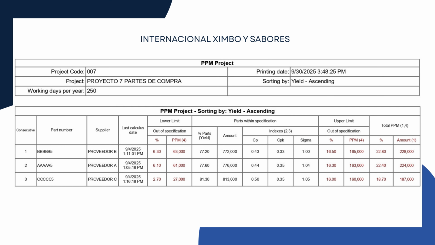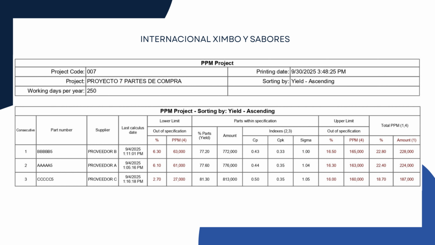For this analysis, Project 7 purchased parts was created, which includes 3 parts: A5 from supplier A, B5 from supplier B, C5 from supplier C. On this page of the report, we can compare the detailed results of each part. Here we observe that part C5 from supplier C shows the best quality performance, with 18.7% out-of-specification parts. Although it is the lowest PPM percentage, it is still very high.